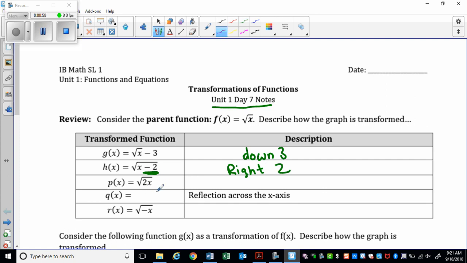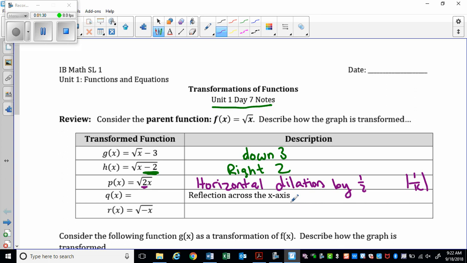2 times x underneath that square root is going to be a horizontal dilation by 1/2. And this 2 is going to be our k, and that's actually going to be always the absolute value of 1 over k. So it just so happens to be 1 over 2.